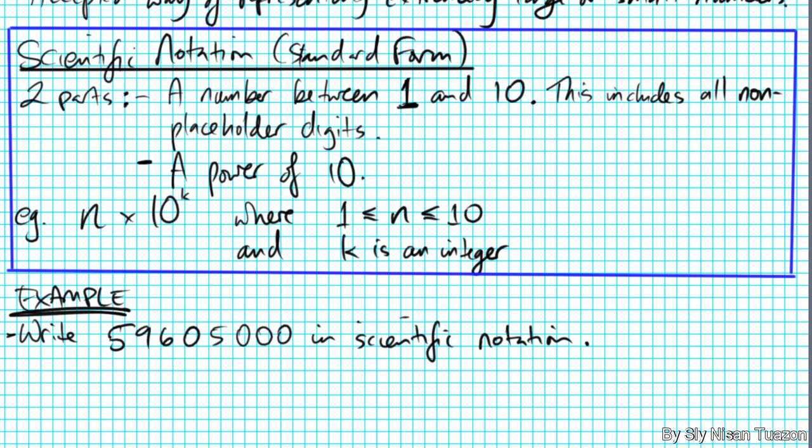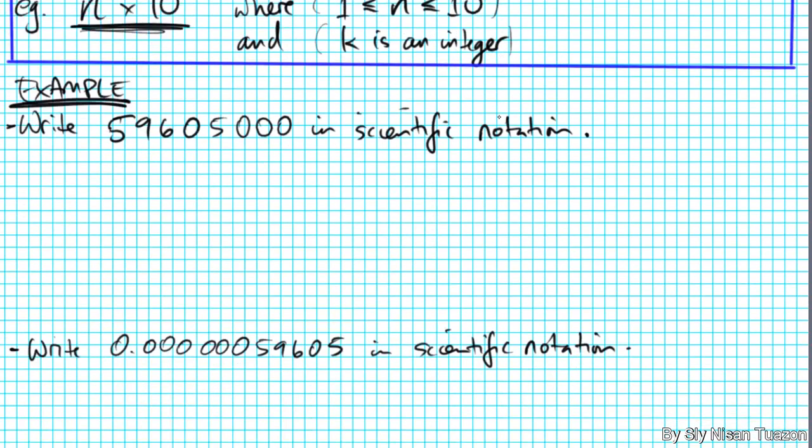So the form of scientific notation is a number between 1 and 10 times 10 to the power of something. From our worded rules, n, the number, is going to be between 1 and 10 inclusive, and k is going to be any whole number. It can be positive or negative. It's not going to be decimals that you have to deal with here.